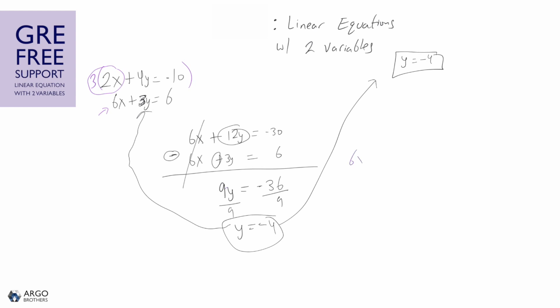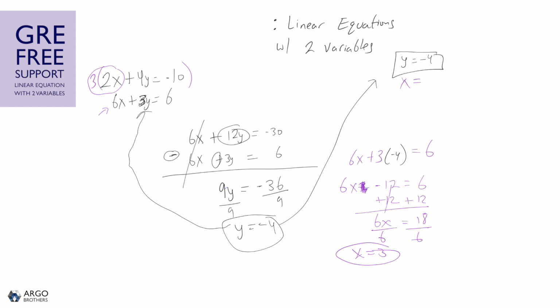So I have 6x plus 3 times y, while y is just negative 4, is equal to 6. So 6x plus, well, not a plus because 3 times negative 4 is going to be negative 12. So 6x minus 12 is equal to 6. I can add 12 to both sides, and I get 18 is equal to 6x. And if I divide by 6, x should be 3. So x is equal to 3, and y is equal to negative 4.